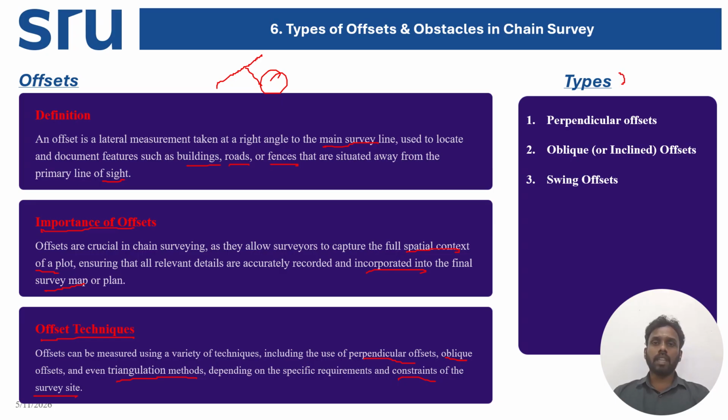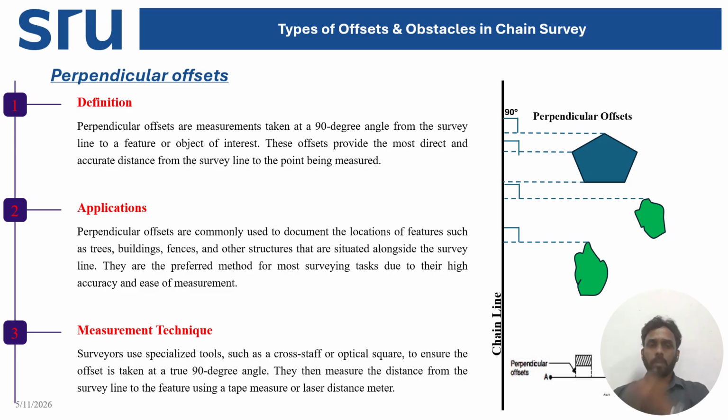So now we are going to see types of offset. How many types? There are three types. One is perpendicular offset. Next one is oblique or inclined offset. Third one is swing offset, right? So now we'll see in a detailed way what is your perpendicular offset.